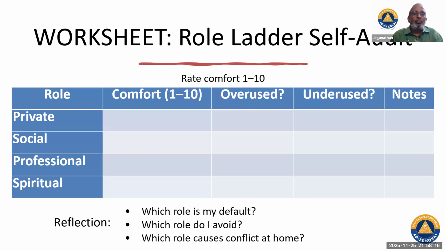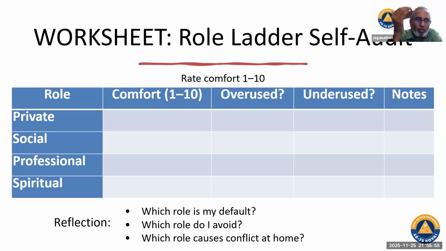And probably you can rate yourself on a scale of 1 to 10, right? So what is your usage of the ladder, the particular role, the private, social, professional, and spiritual? Rate yourself. Please use your pen and paper. Rate yourself on a scale of 1 to 10. What is your comfort level? Okay. What is your comfort level on a scale of 1 to 10?